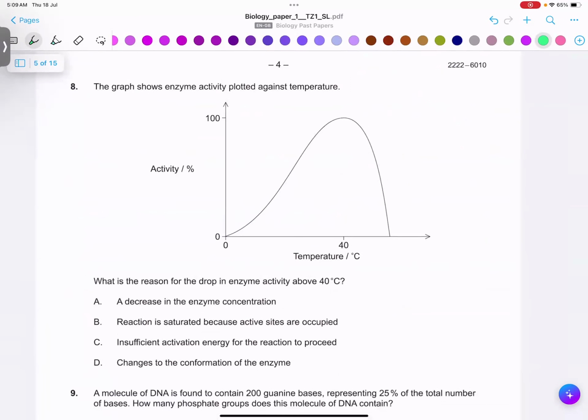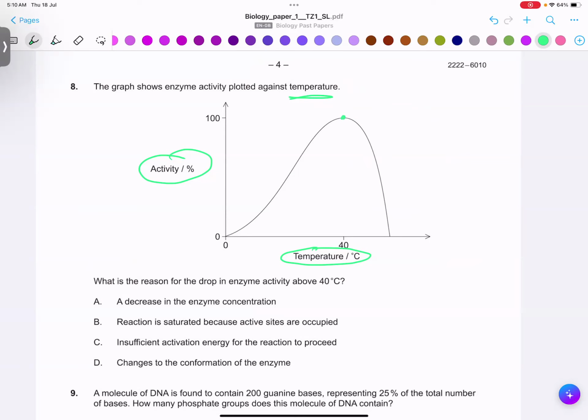So then you have in question eight, the graph shows enzyme activity plotted against temperature. So we have the activity of the enzymes in percentage, then you have the temperature. So we do know that several things affect the enzyme activity. We have temperature and we also have pH, but in this case, it's temperature. What is the reason for the drop in enzyme activity above 40 C? Okay. So basically, you have a decrease in the enzyme concentration, but that is not true because we do see that the drop begins around here, right?